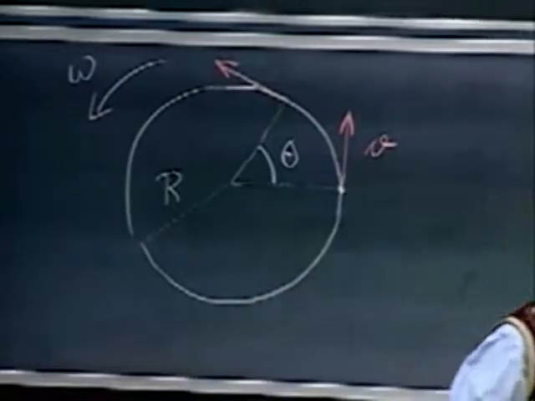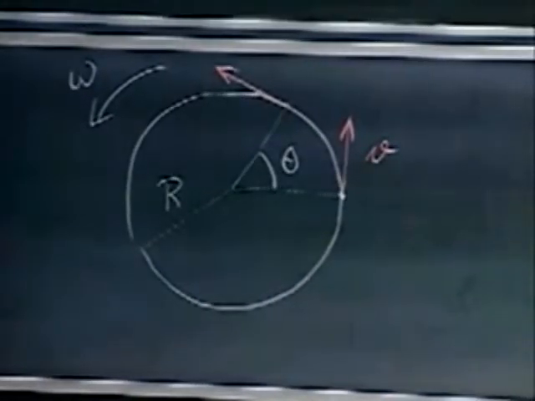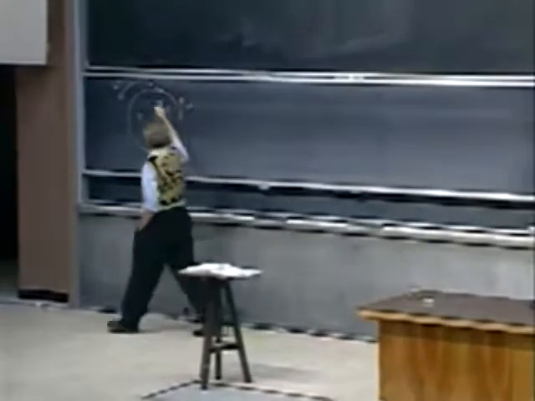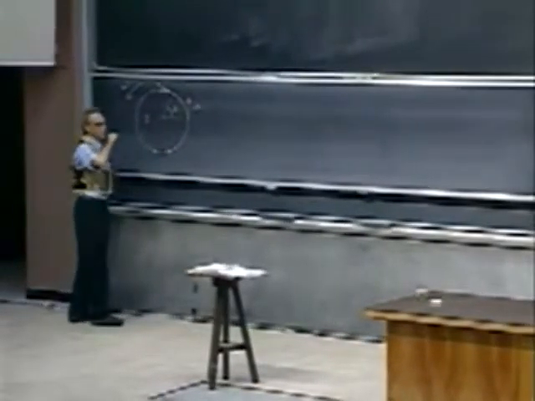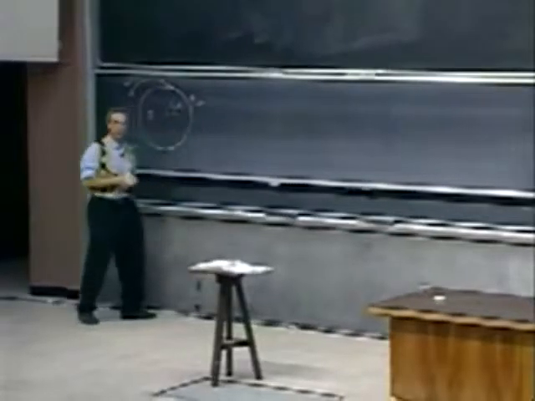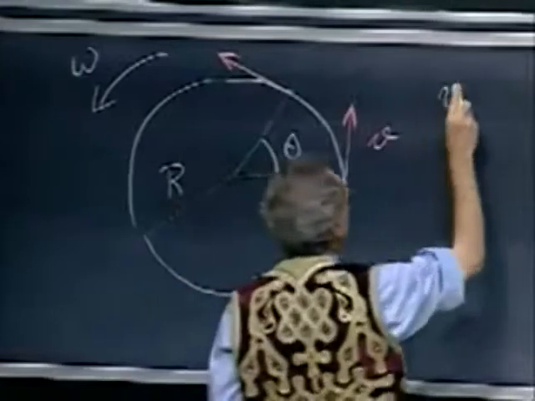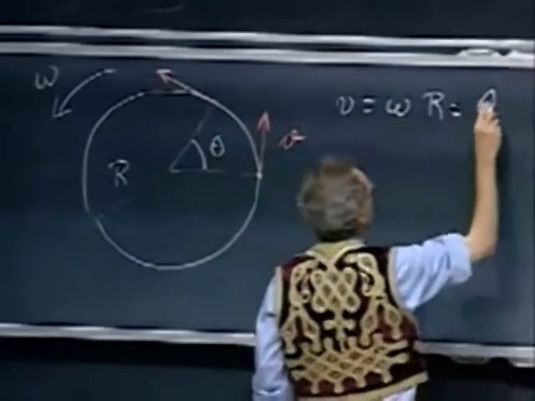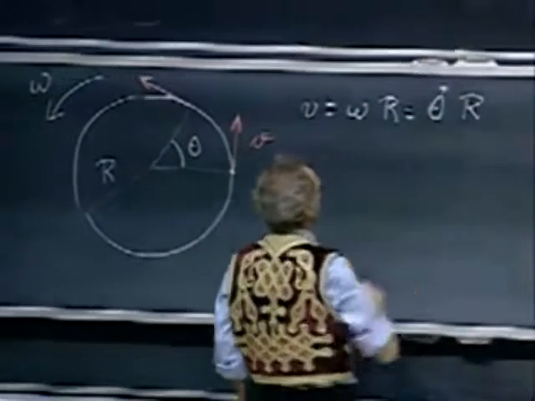We may now do something we haven't done before. We could give this object in this circle an acceleration. So we don't have to keep the speed constant. Now v equals omega r, so that equals theta dot times r.